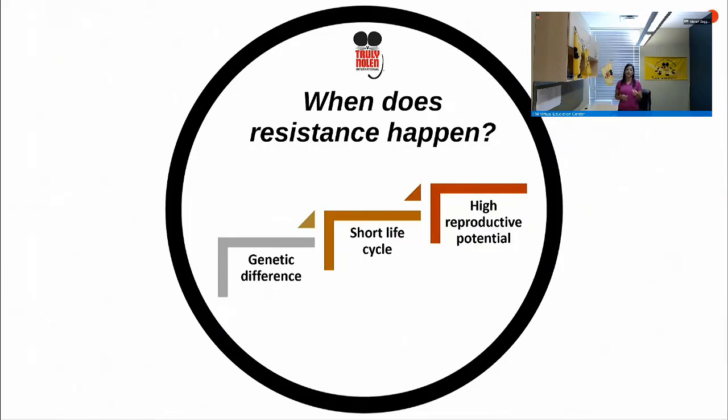So pests that have short life cycle, their life cycle is short, a couple of days from egg to adult. High reproductive potential, they lay a lot of eggs, or they procreate very fast, generating a lot of descendants. Examples of common situations where we're going to find resistance are cockroaches, flies, and in some cases mosquitoes too.